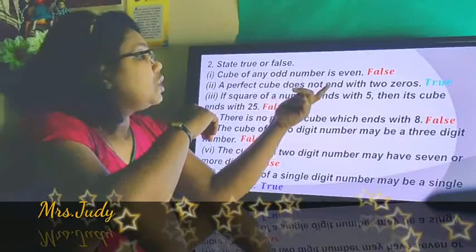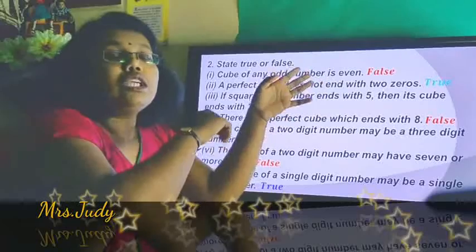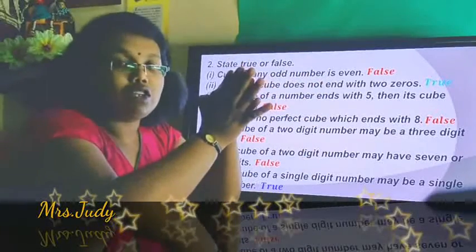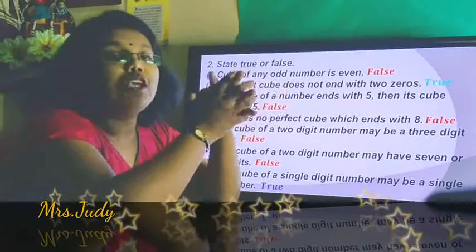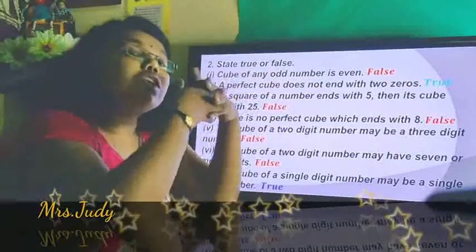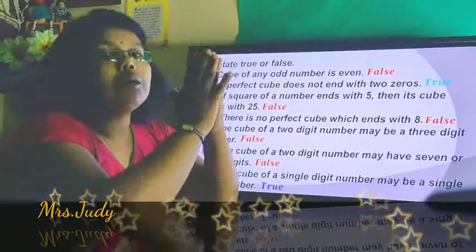A perfect cube does not end with 2 zeros. That is absolutely true. Because we see 100 is not a perfect cube. It's a perfect square, but it's not a perfect cube. A perfect cube has to have a multiple of 3 as the number of zeros. 3 zeros or 6 zeros or 9 zeros, that should be there. Otherwise, the number is not a perfect cube.